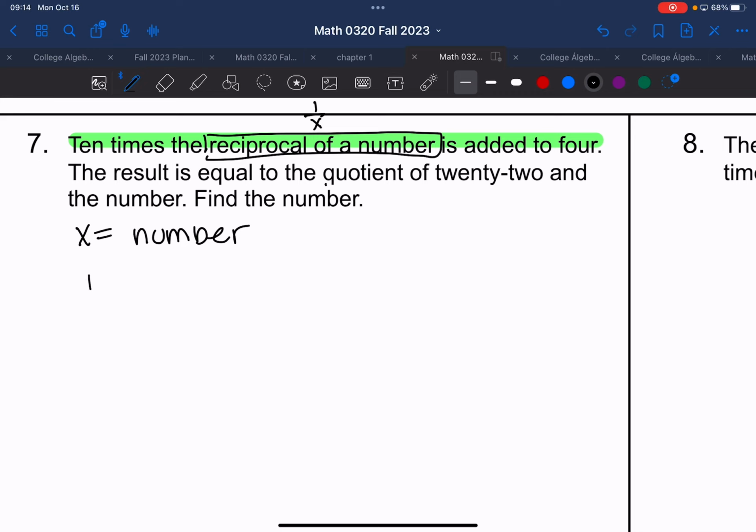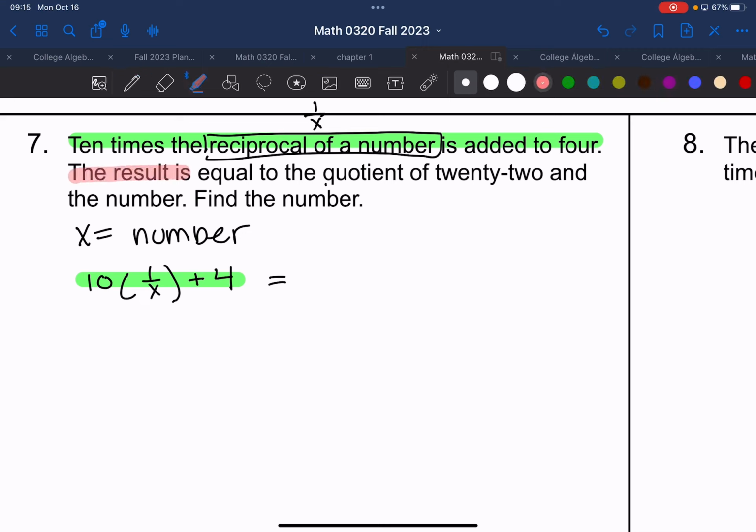Good, we just do 10 times 1 over x. And then it says it's added to 4. So we're going to write plus 4. So that's that first part. The second sentence tells us the other side of our equal sign. So equals.